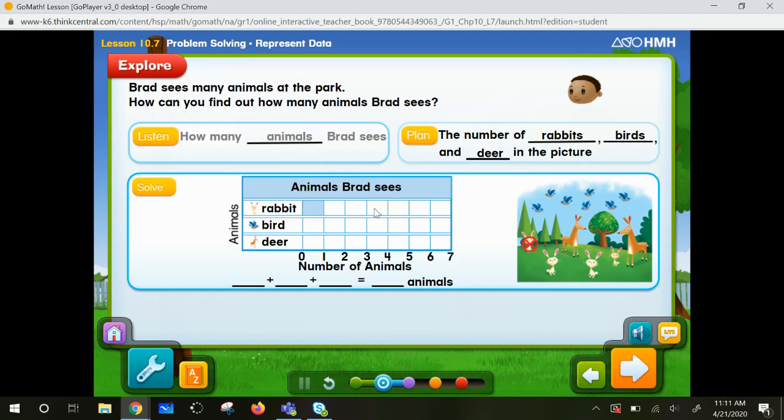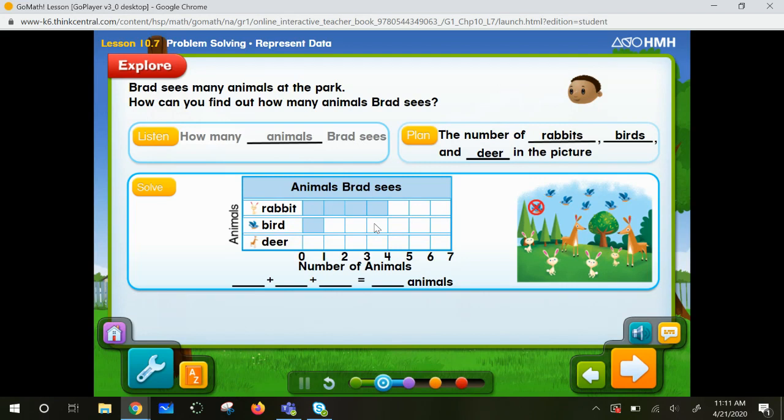1, 2, 3, 4. There are 4 rabbits. 4 sections are colored on the graph because there are 4 rabbits. Now let's count the birds in the picture and fill in the bar for birds.